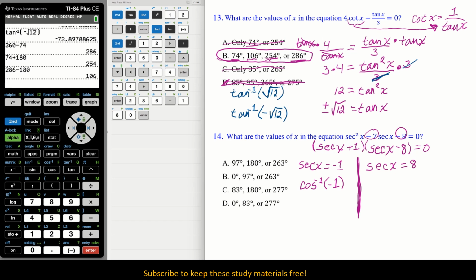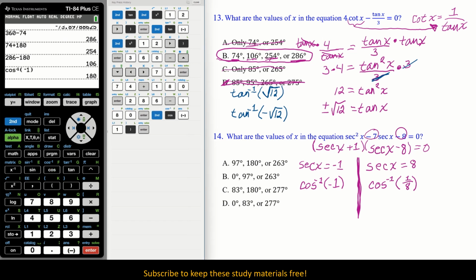Okay. And we know that we can use cosine. However, we will have to use a reciprocal of 8. And that is cosine inverse, but that will be 1 over 8. Okay. All right. Okay, now let's pop these in the calculator and see what happens. Okay, let's do the negative 1 first. Okay, so inverse cosine minus 1.